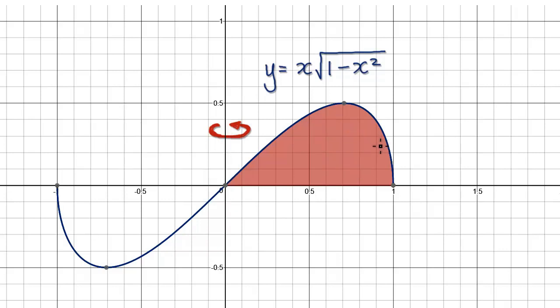Use the cylindrical shell method. Okay, so press pause and have a go. Okay, so to do this, we are moving along in the x direction, even though we're rotating along the y-axis. So the thickness of this is dx.